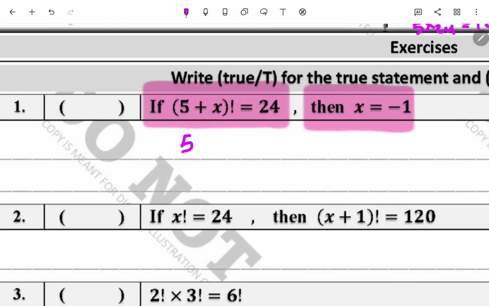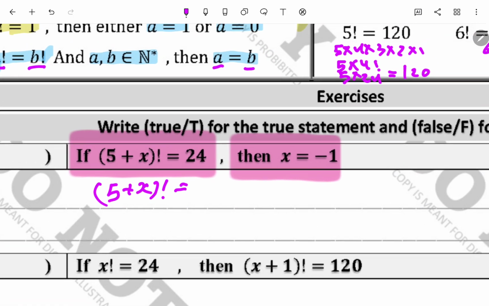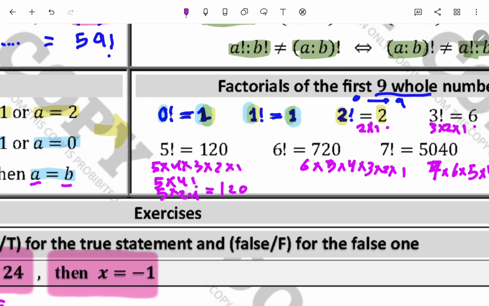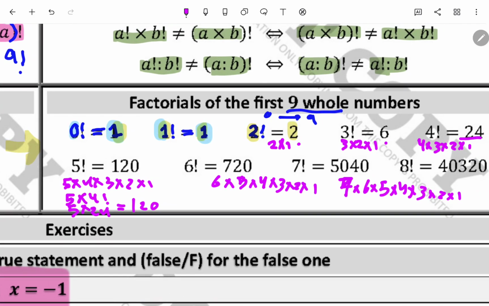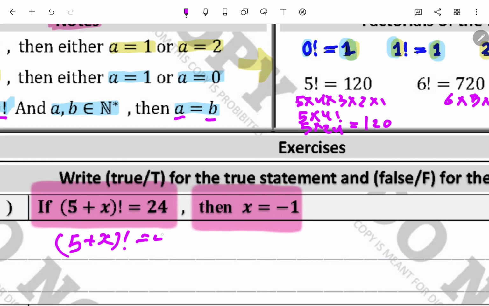So let's do it. (5 plus x) factorial can be equal to 4 factorial, and we get it from here, which we discussed before: 4 factorial equals 24. So let's use it, 4 factorial.